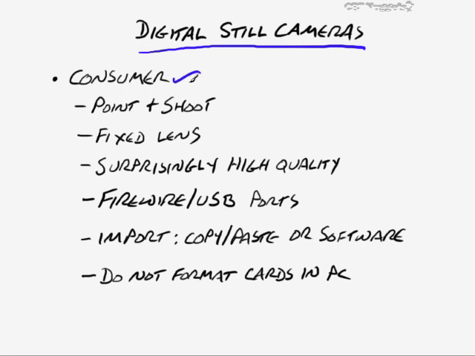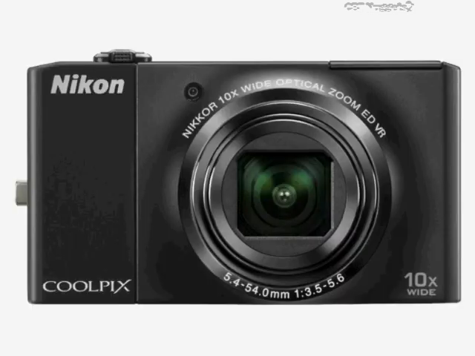The first one's a consumer level camera. Normally, these are called point and shoot types of cameras, and they might have kind of a boxy format, something like this, that can fit in a pocket or a shirt pocket or a purse or something like that that's very easy to carry around. They're normally very light. And usually, you just push the button, the shutter release, and that's it.